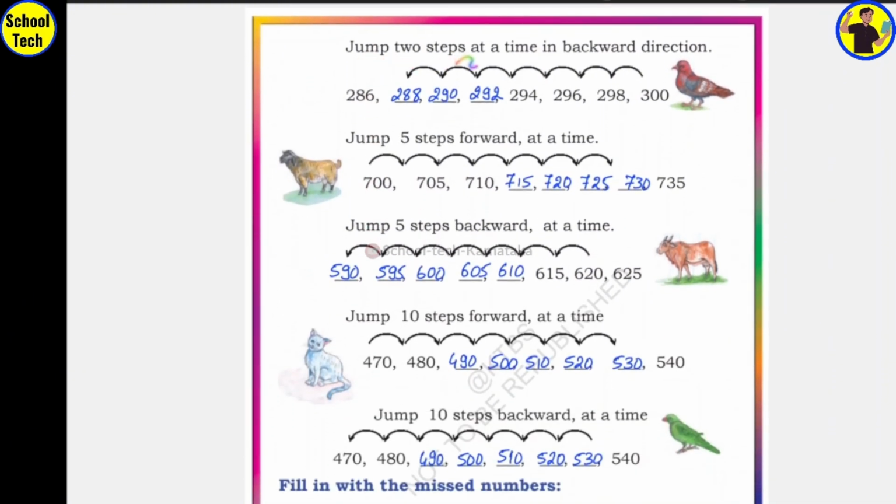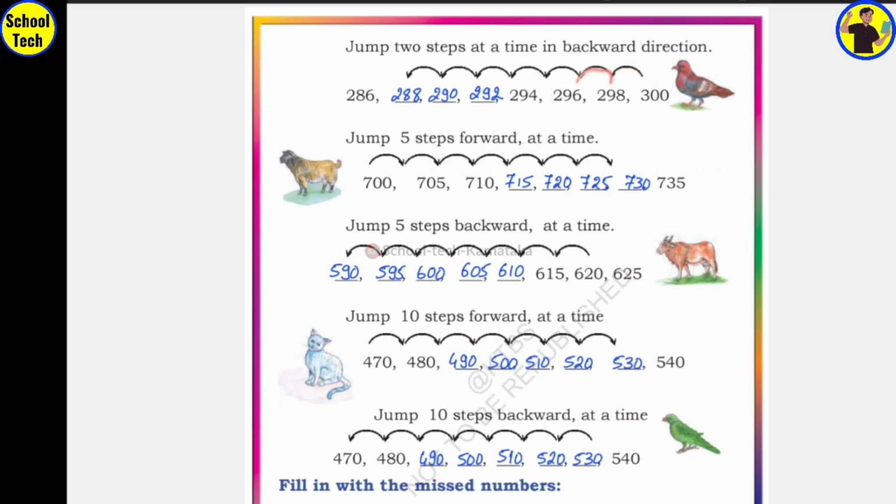Now jump 2 steps at a time in backward direction. We need to jump 2 steps in backward direction. So the number here is 300. To jump in the backward direction, we need to subtract 2 from 300. So 300 minus 2, we get 298.